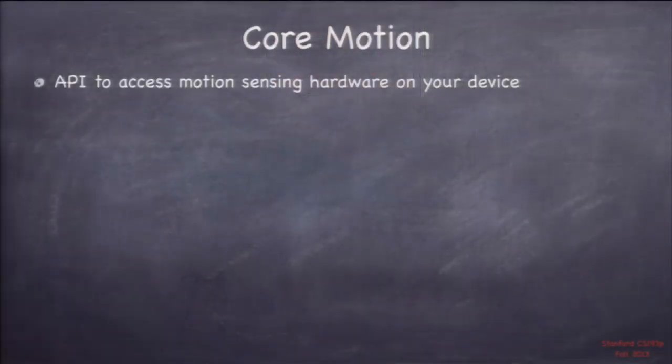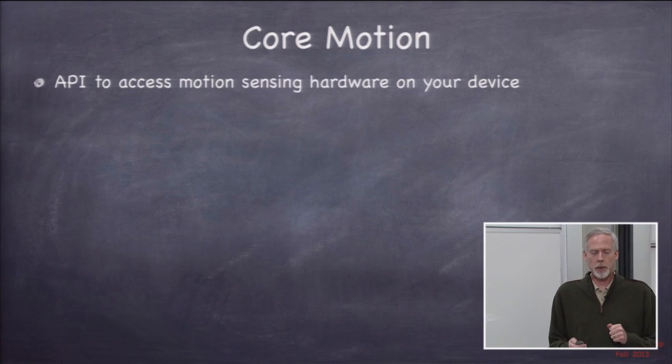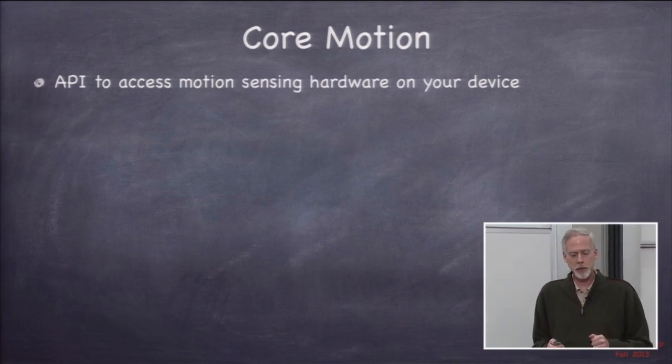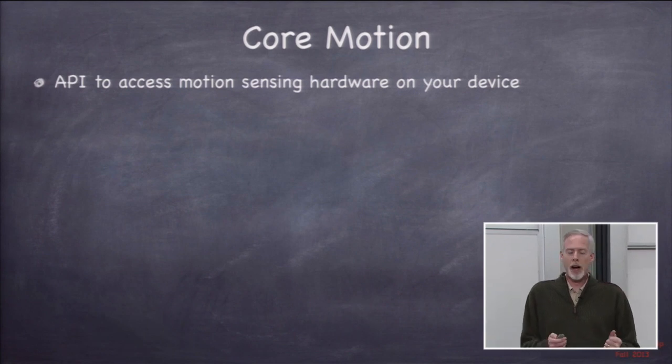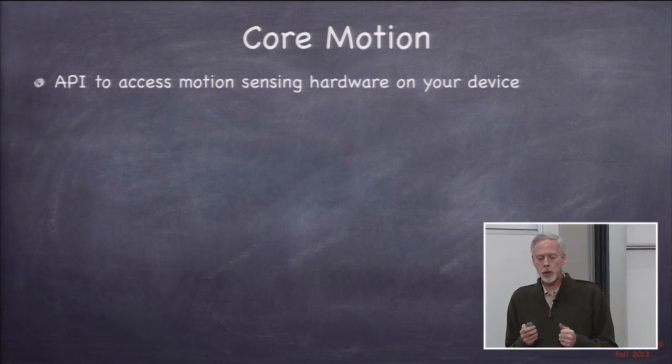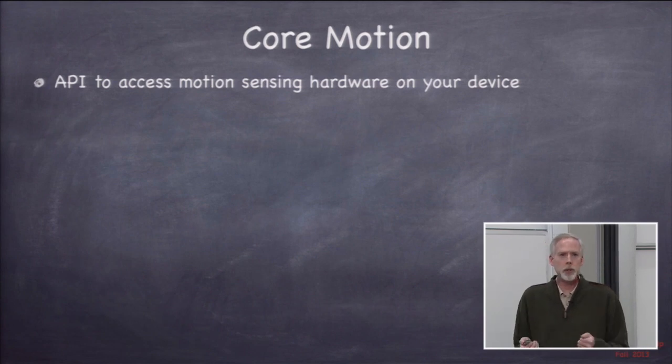Core motion is the API for accessing the hardware on your device that tells you about motion, okay? There's actually a lot of different pieces of hardware that sense motion on your device, and some devices have more hardware than others. So a lot of using core motion properly is understanding what your device has and how you're going to use it, and if it doesn't have things, can you still do what you want to do, maybe not quite as nicely, et cetera.